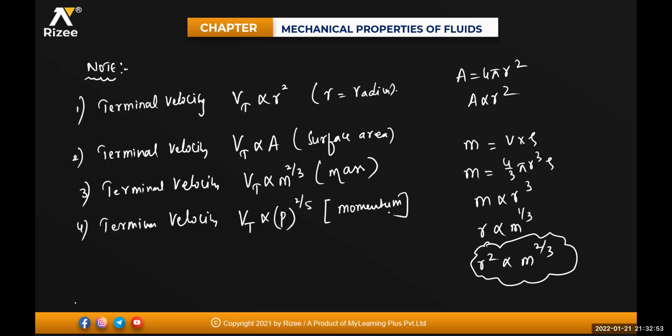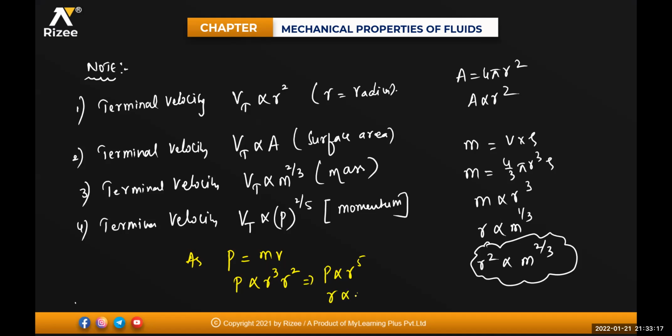How did I get this one, beta? Can anyone tell me? How did I get this one? Momentum is equal to mass into velocity. So momentum is directly proportional to mass, which is directly proportional to what, beta? r cube. Velocity is directly proportional to r square. That means momentum is directly proportional to r to the power of 5.